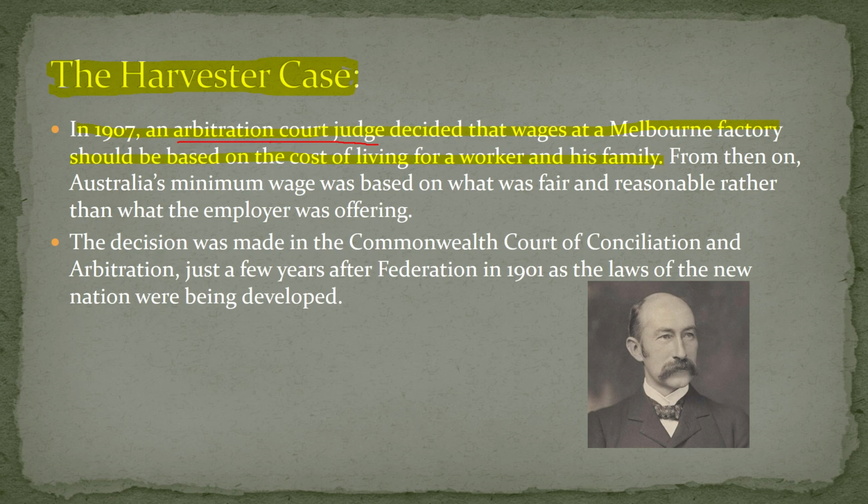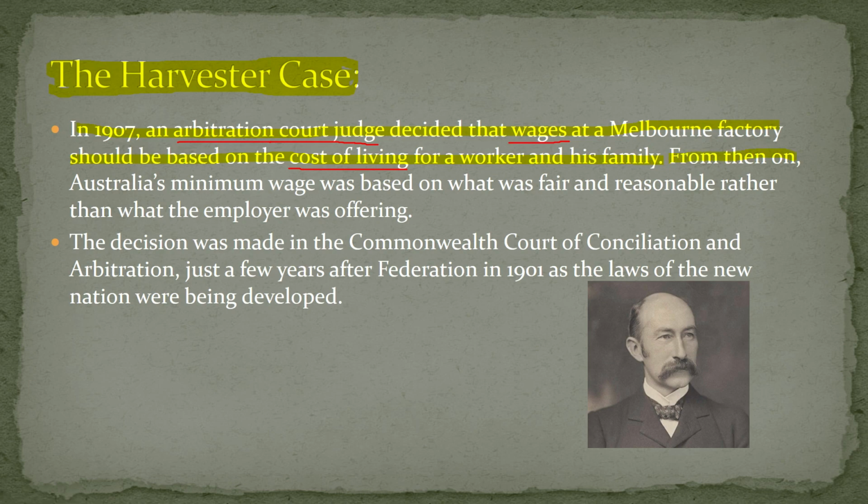And the ruling was that the cost of living, so that could be your rent, your groceries, whatnot, for a worker and his family, would be covered by the wages paid. So the wages of a worker should cover the cost of living: rent, groceries, bills, things like that. All right? Continuing on.